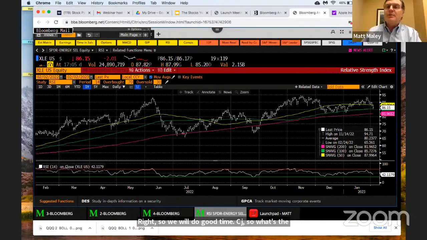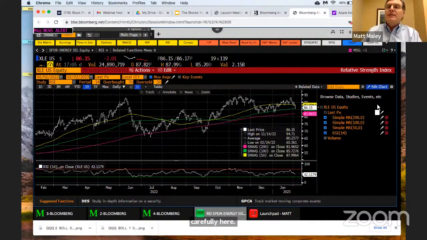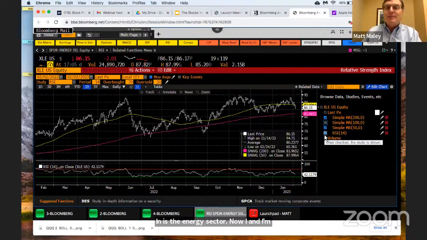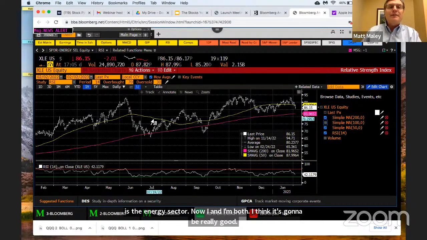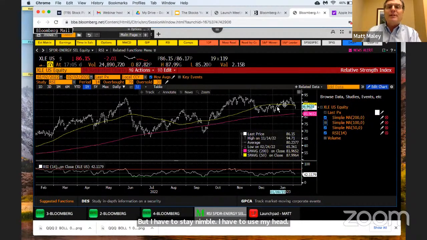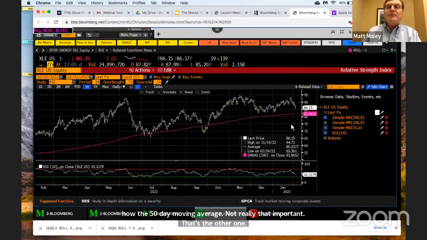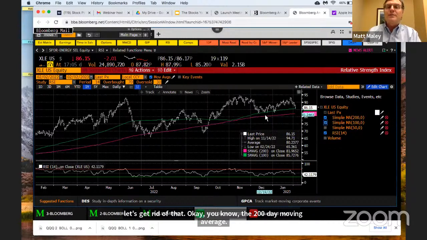Well, here's one we want to look at very carefully: the energy sector. Now, I'm bullish. I think it's going to be really good, but I have to stay nimble. I have to use my head. See how the 50-day moving average, not really that important. That's the yellow line, so let's get rid of that. Bang. We got the 200-day moving average. Okay, that's important. But look what happened with the 100-day moving average.